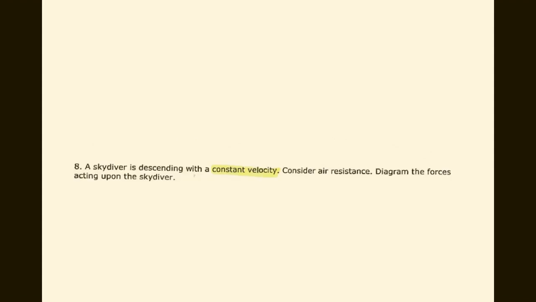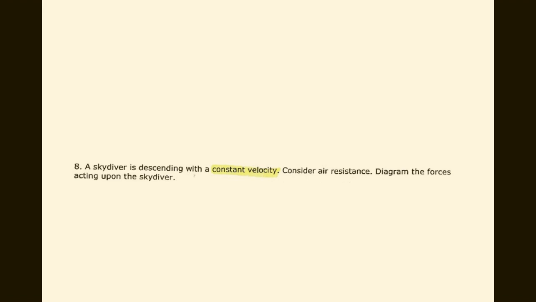All right, number 8. A skydiver is descending with constant velocity. Consider air resistance, diagram the forces. So descending means that it's obviously moving downwards. However, you have constant velocity. So again, these are the keywords you're going to have to pay attention to. Constant velocity means no acceleration.